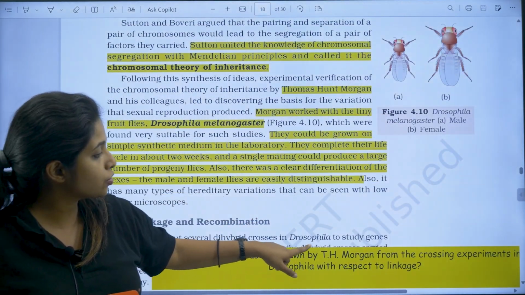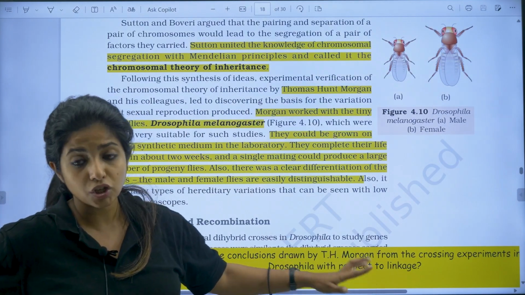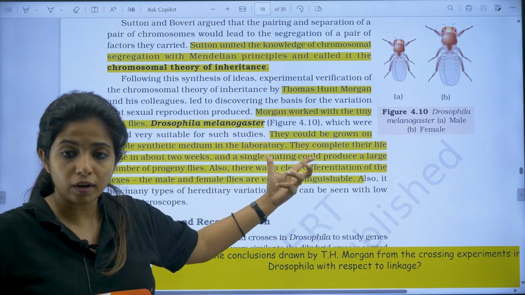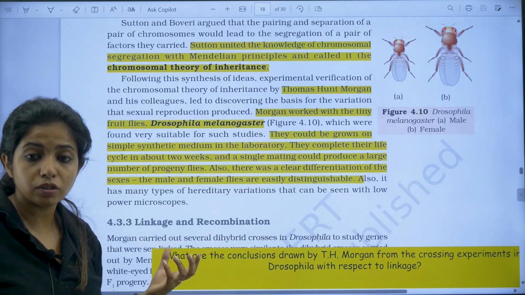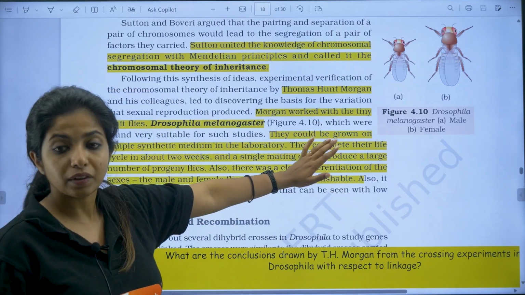What are the conclusions drawn by T.H. Morgan from crossing experiments in Drosophila with respect to linkage? That will be the next part. Over here, why did he choose Drosophila melanogaster? Because it can be grown really quickly, the lifespan is really small, which is the reason. There are a few things given over here, read that.